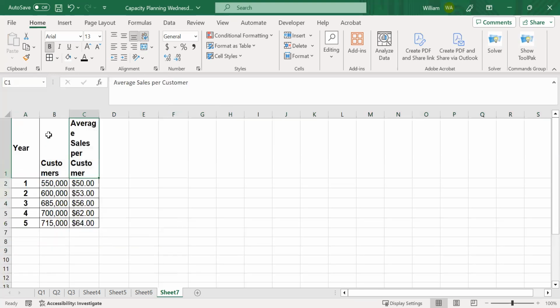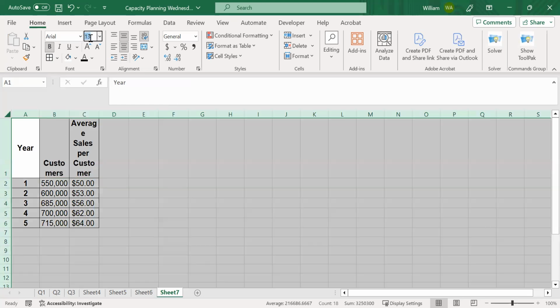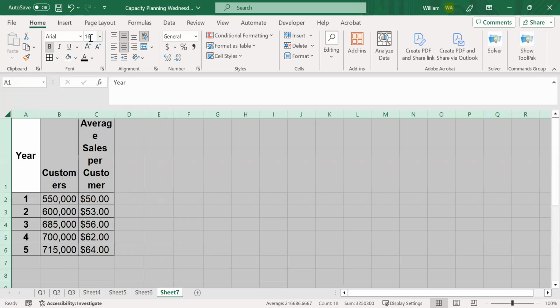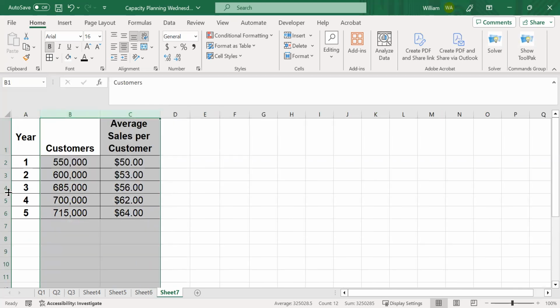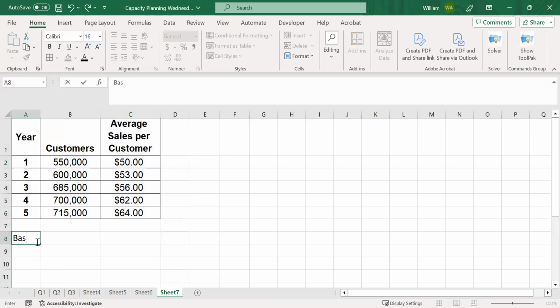Last thing I want to do is wrap my data, make sure I can see my entire title to the question or to the table. Okay, so I have my data here. I can now go ahead and try and figure out what's my base scenario going to be. Okay, so in the base scenario, let me put this here, a base scenario, our capacity is limited to 500,000 customers. We cannot go beyond 500,000 customers in any given year.